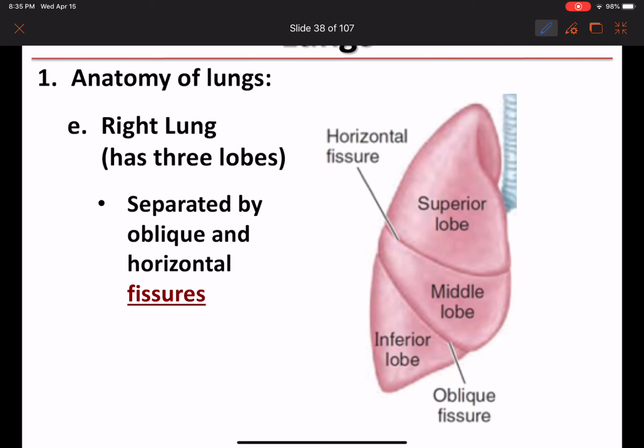The right lung has three lobes. You have an inferior and middle lobe that's separated by an oblique fissure, and then you have a superior lobe that's separated from the middle lobe by a horizontal fissure.